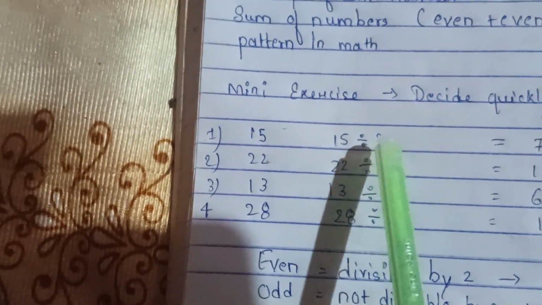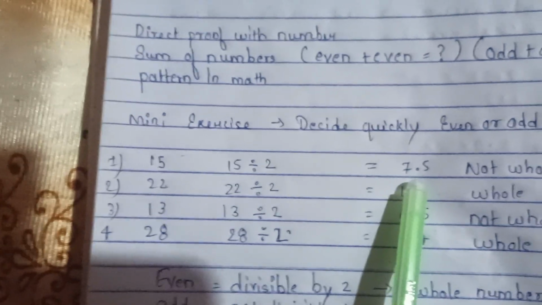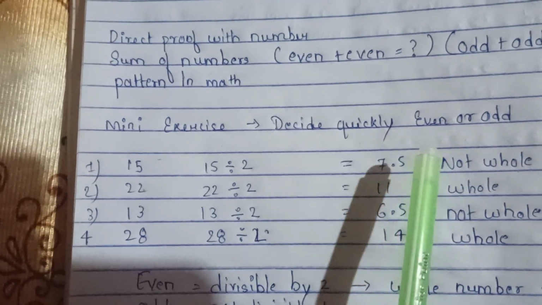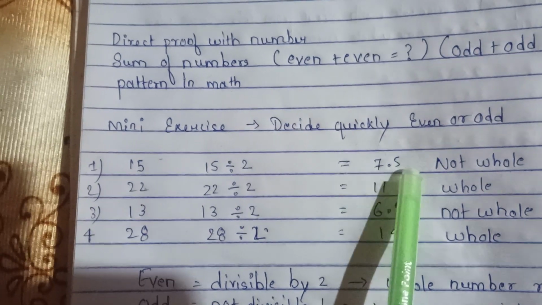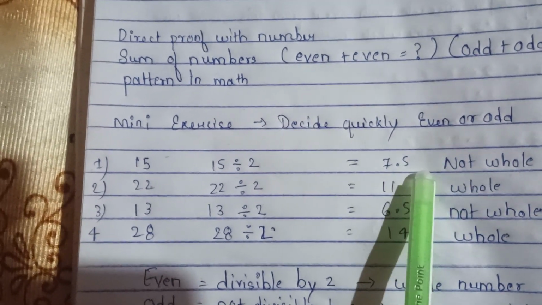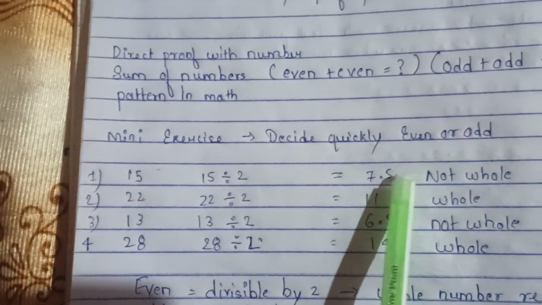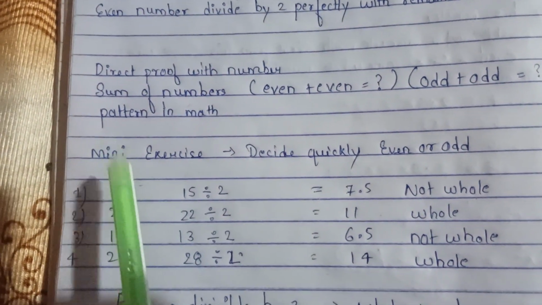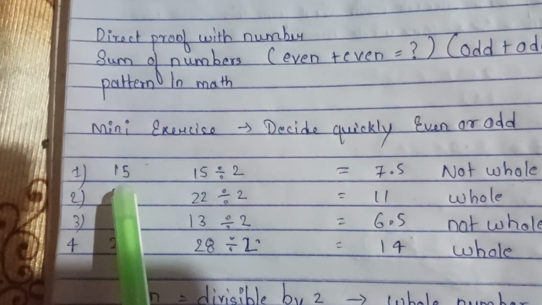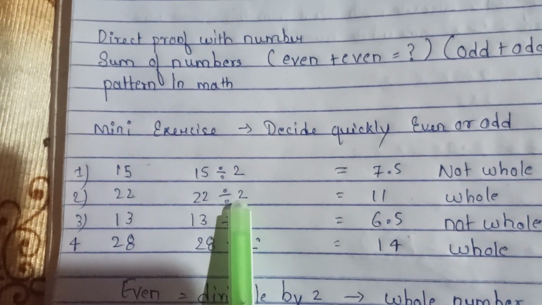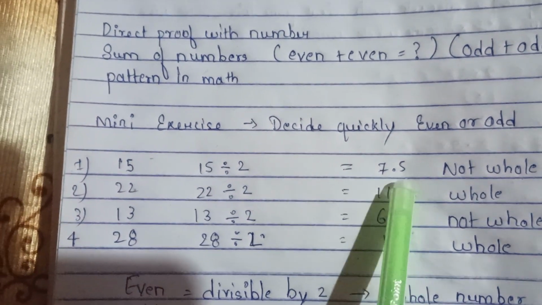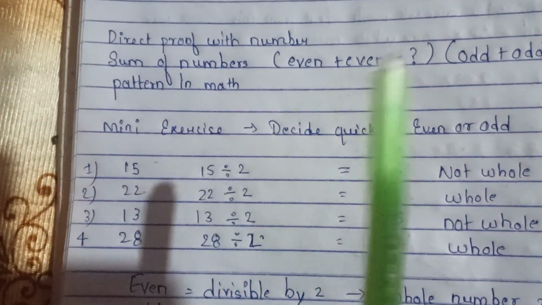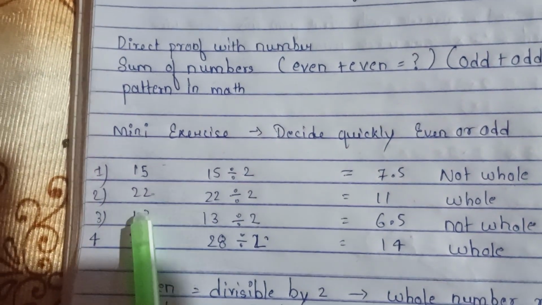15 divided by 2 results in 7.5, and it's not a whole number, it's giving us a remainder, so this is an odd number. 15 is odd. Next, 22. 22 divided by 2 gives a whole number, so this is even. 22 is even.